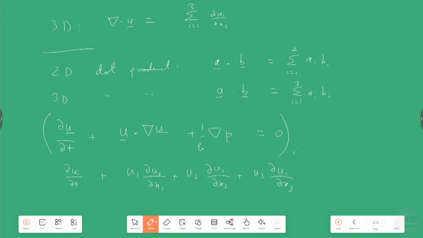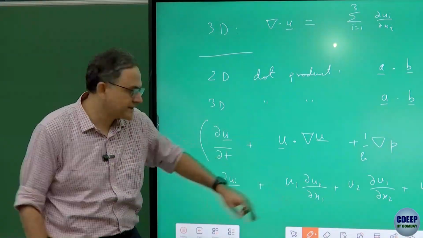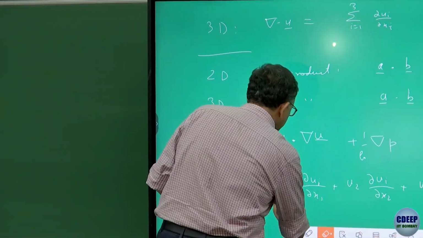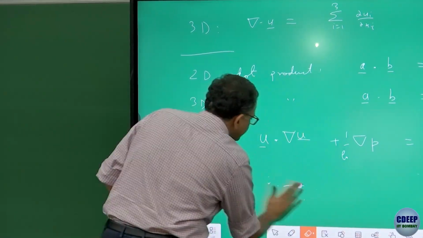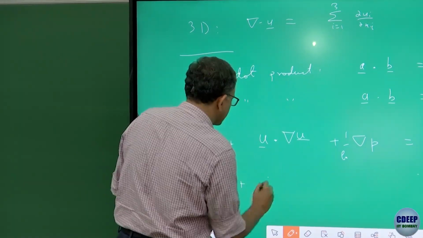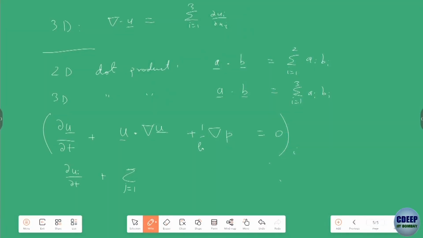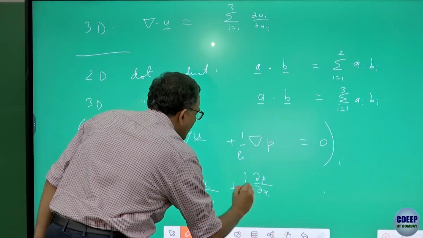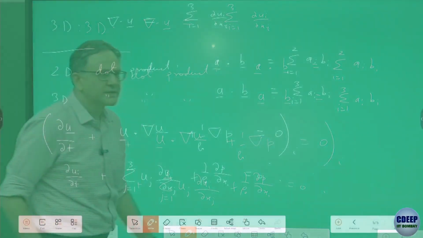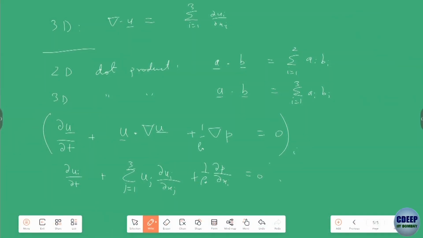So i is always associated with the variable whose derivative is being taken. So I have to be a bit more stingy with my i and instead write this as summation with some other dummy variable, say j. j equal to 1 to 3, uj del ui del xj. Plus pressure term, no summation, this is just the ith equation: 1 by rho naught del p del xi, that is equal to 0. That is the ith component of this momentum equation, the vector equation.